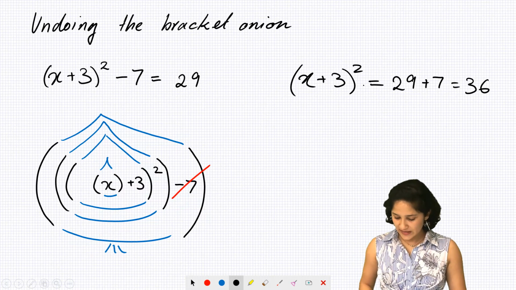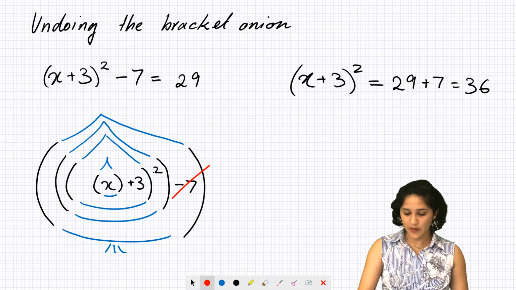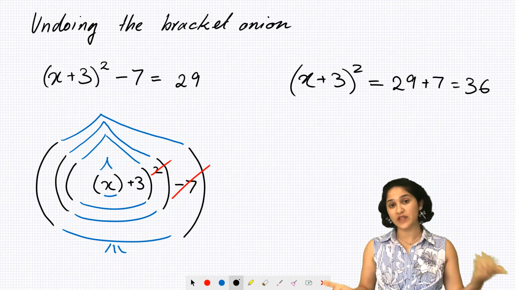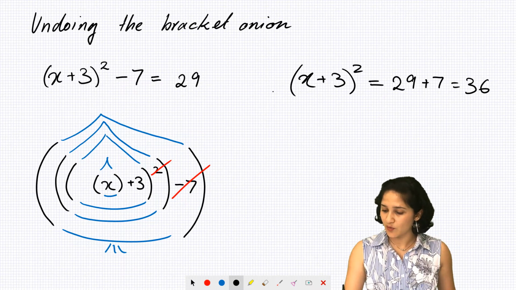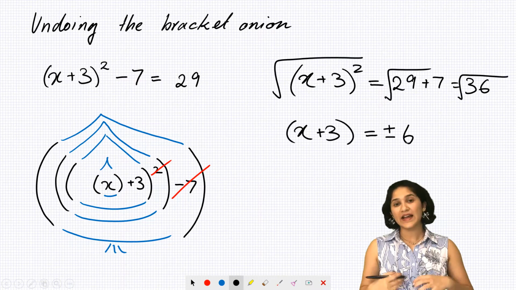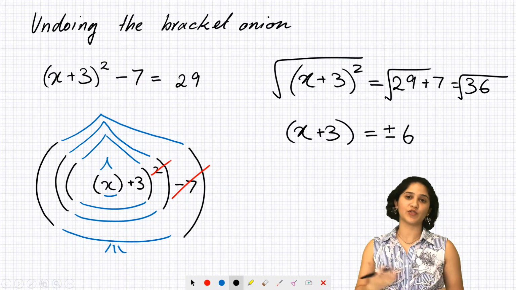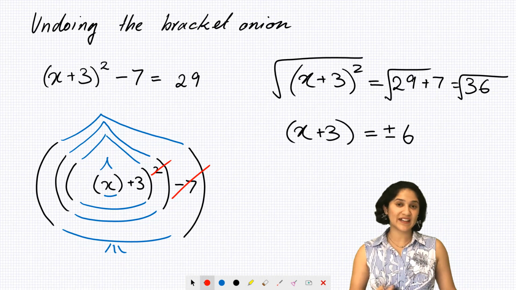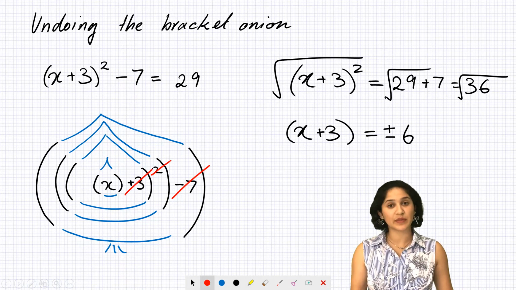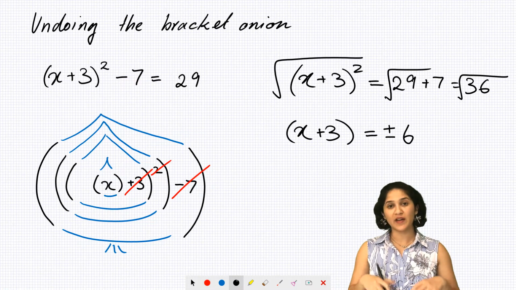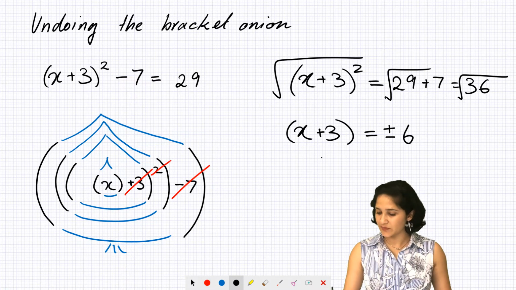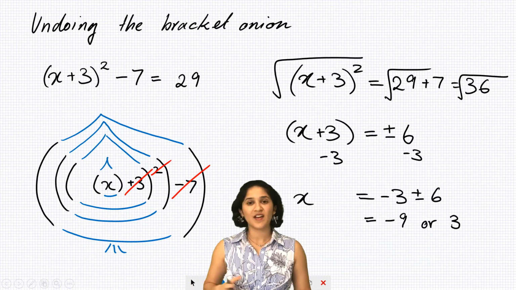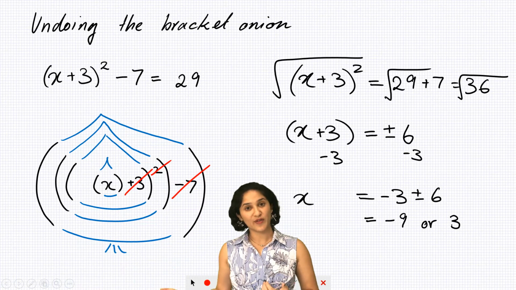All right, so the next layer I have to get rid of is the squared. So to get rid of a squared, I use the inverse operation, which is square root. So I square root both sides. And that gives me x plus 3 is equal to plus or minus 6. All right, so finally, the last layer I need to get rid of is this plus 3. So to do that, I'm going to subtract 3 from both sides, and that'll leave me with negative 3 plus or minus 6, or just negative 9 or 3.